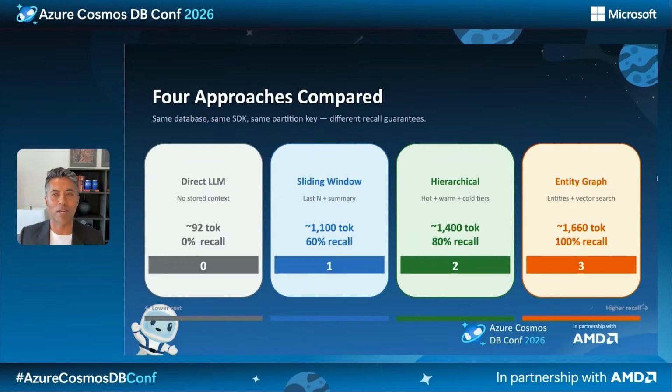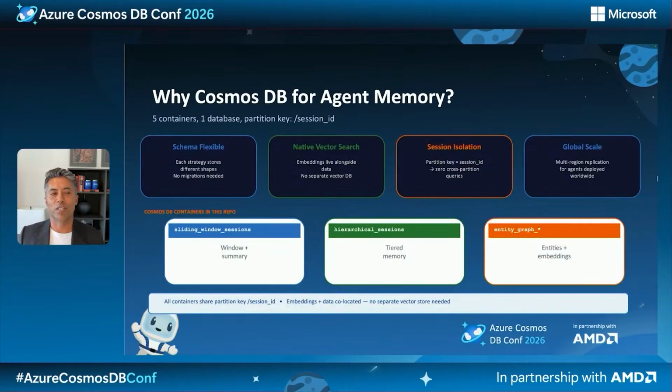But here's what I love about Azure Cosmos DB. Same database, same SDK, same partition key, different recall guarantees, and I can use all these three strategies at the same exact time. So that leads me to why Azure Cosmos DB for agent memory.